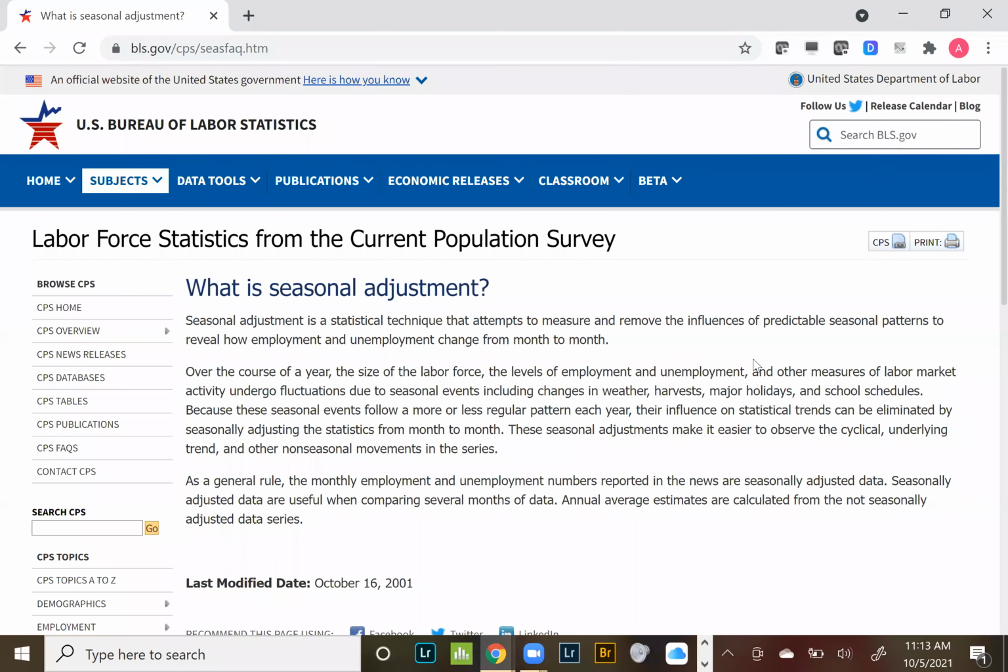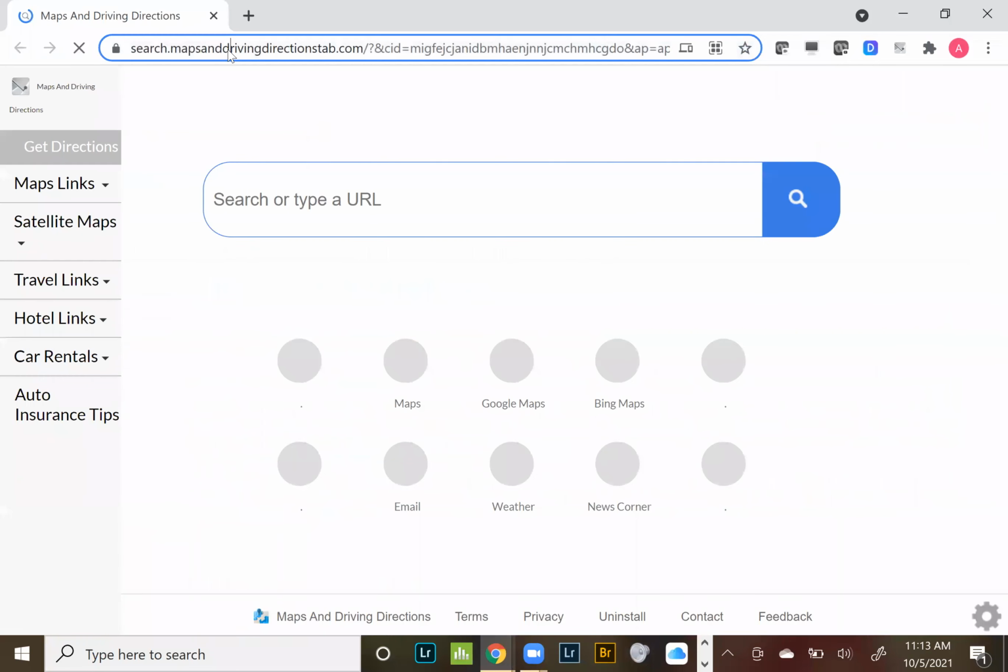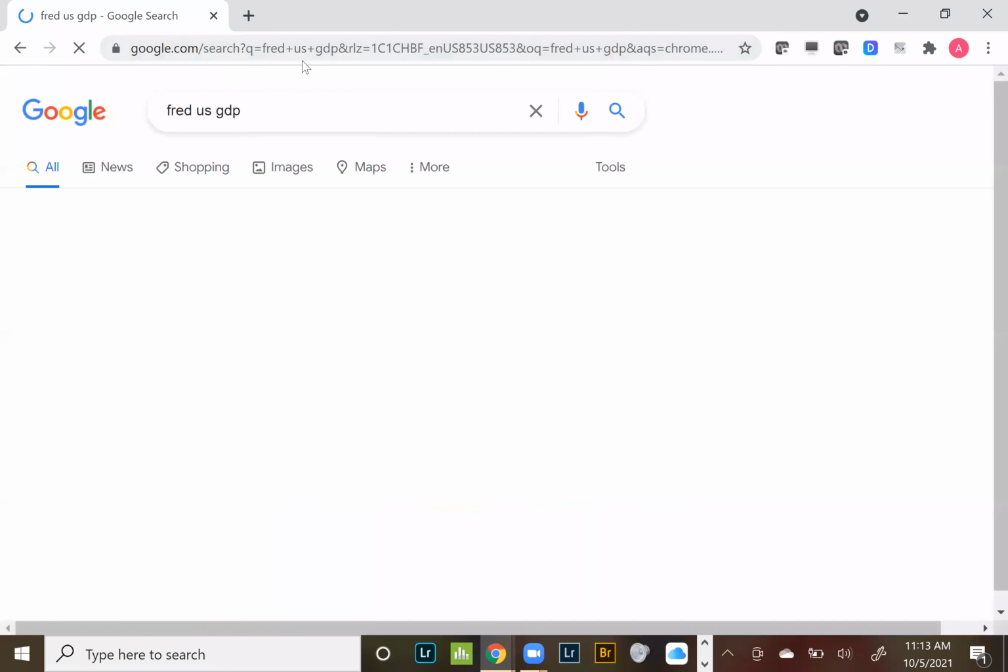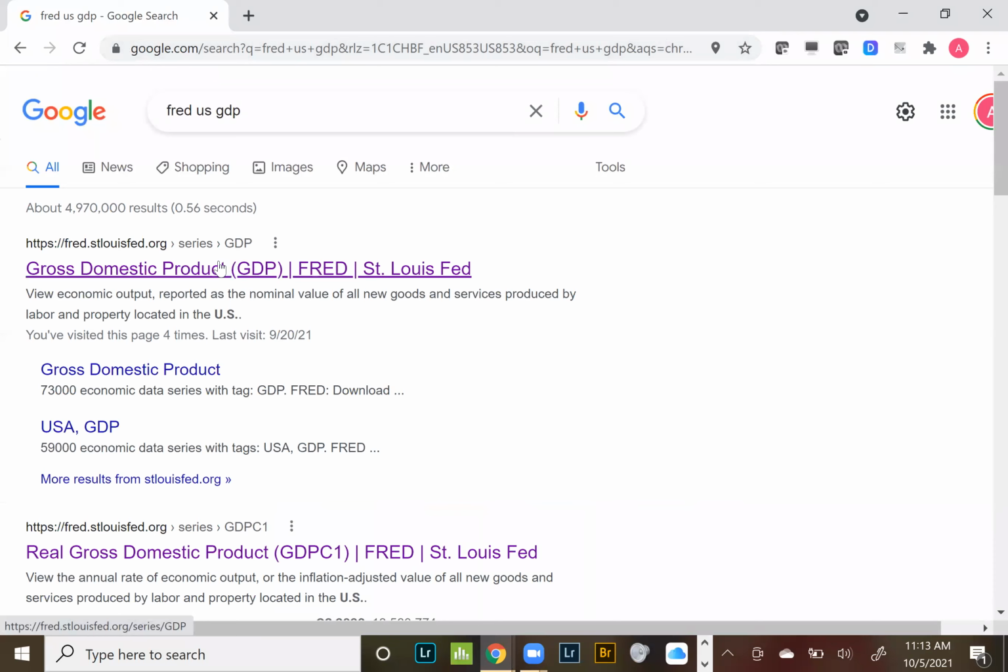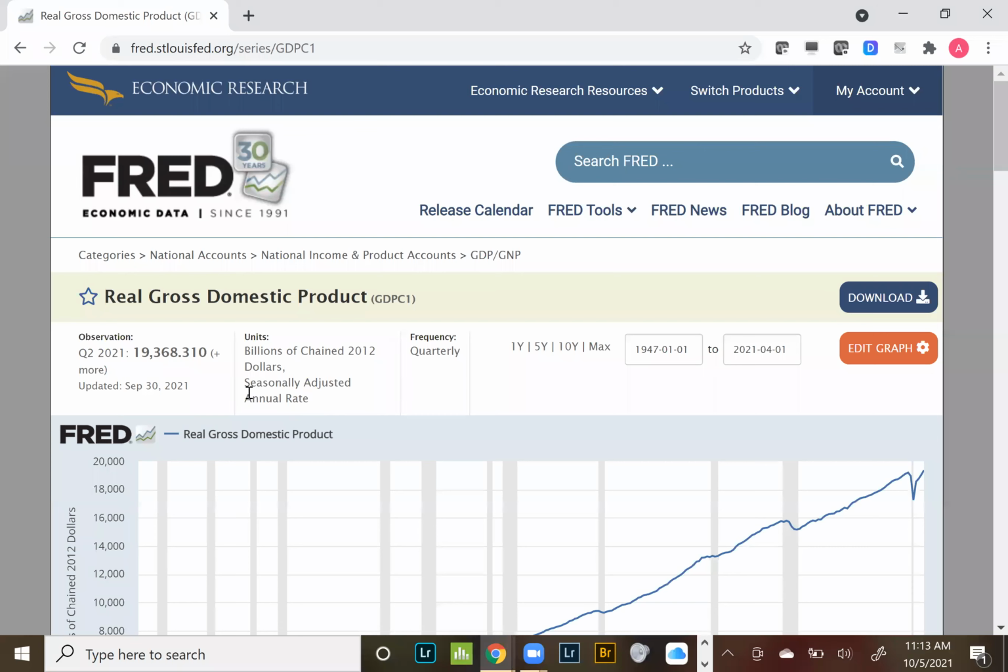But as far as the numbers go, you might remember every time we looked at Fred, let's go back to Fred for a second. Let's look at GDP. And if you look at the series that they're offering us, there it is. Now, if you look right here, these are the magic words: seasonally adjusted.